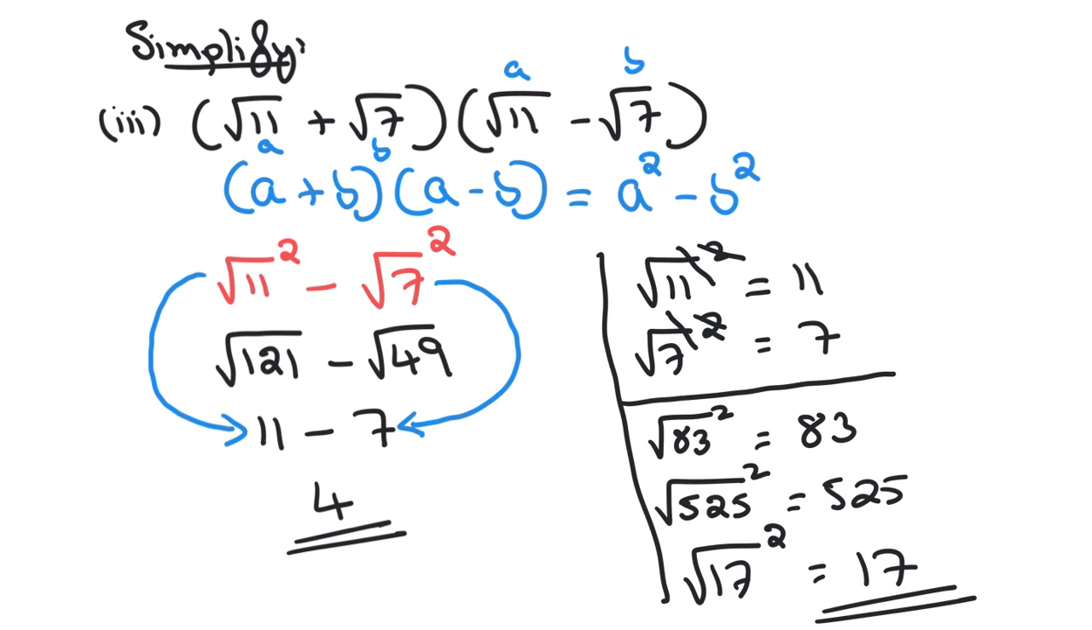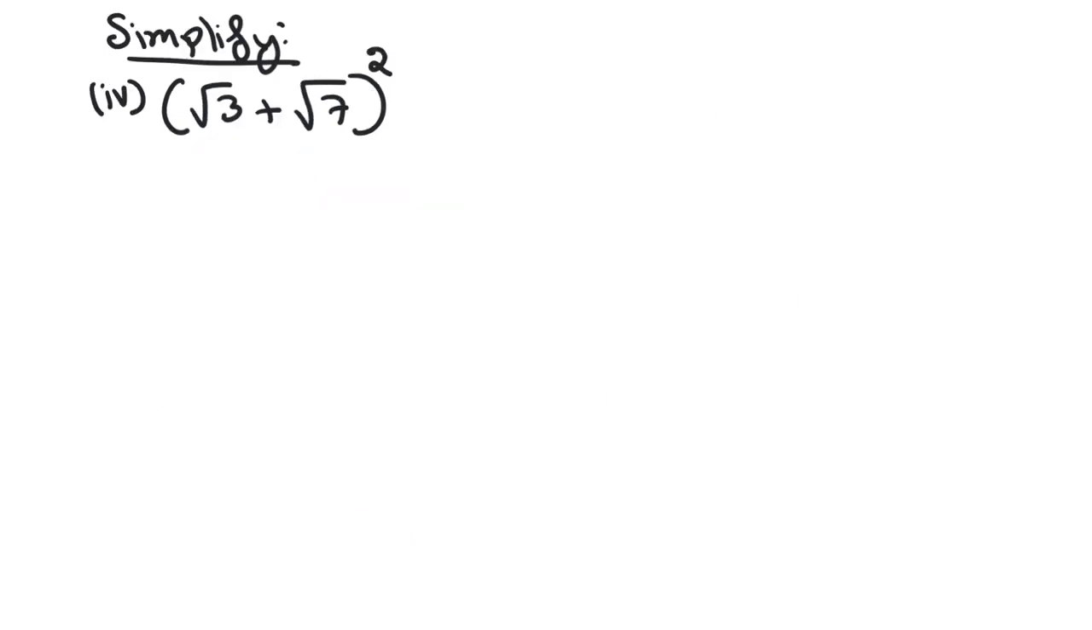Okay? So do you understand now this identity a plus b times a minus b? What is it? It's a squared minus b squared. Remember this, because you will be using this a lot in the coming lessons. Okay? Let's try another example. Let's try this and simplify.